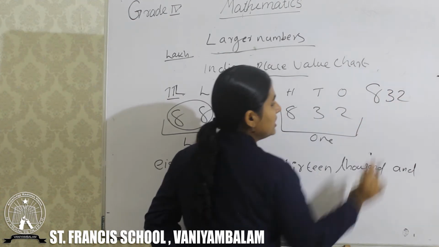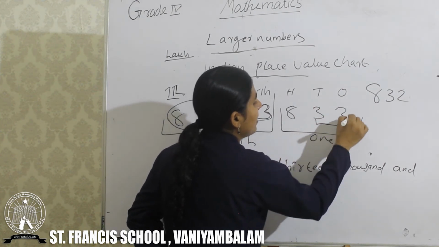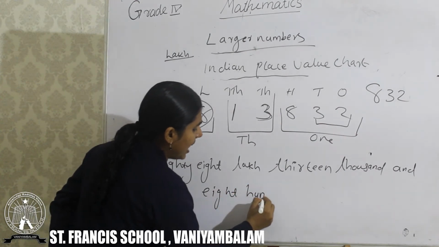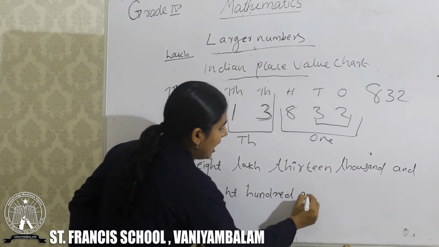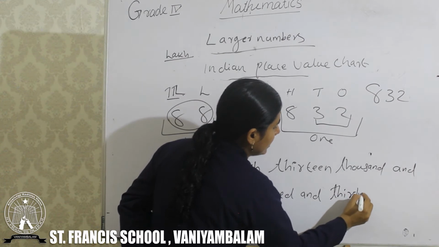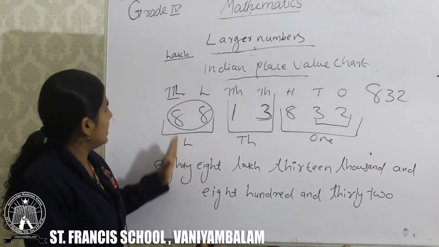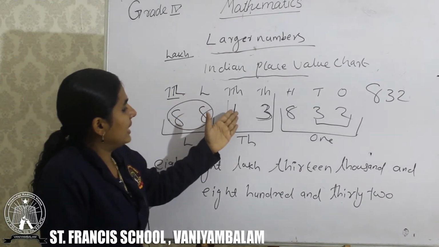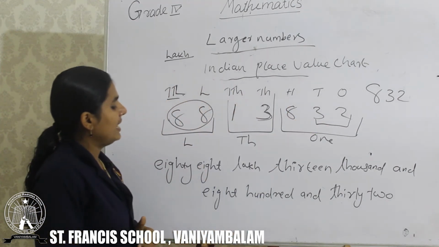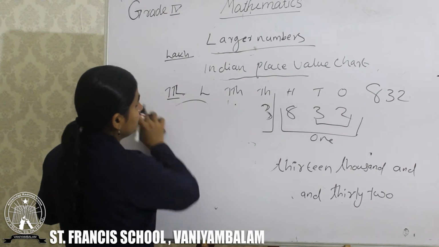Which number is this? 832. That means 800 and the tens and ones we want to read together. 800 and 32. Thirty-two. Very simple. So 88 lakh, 13,000 and 832. Now we can see one more example.